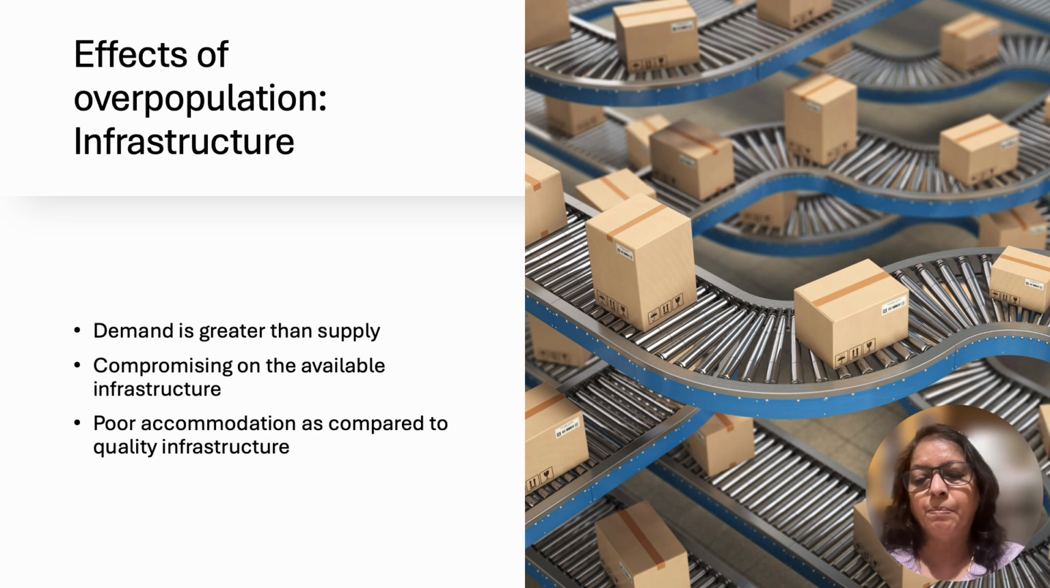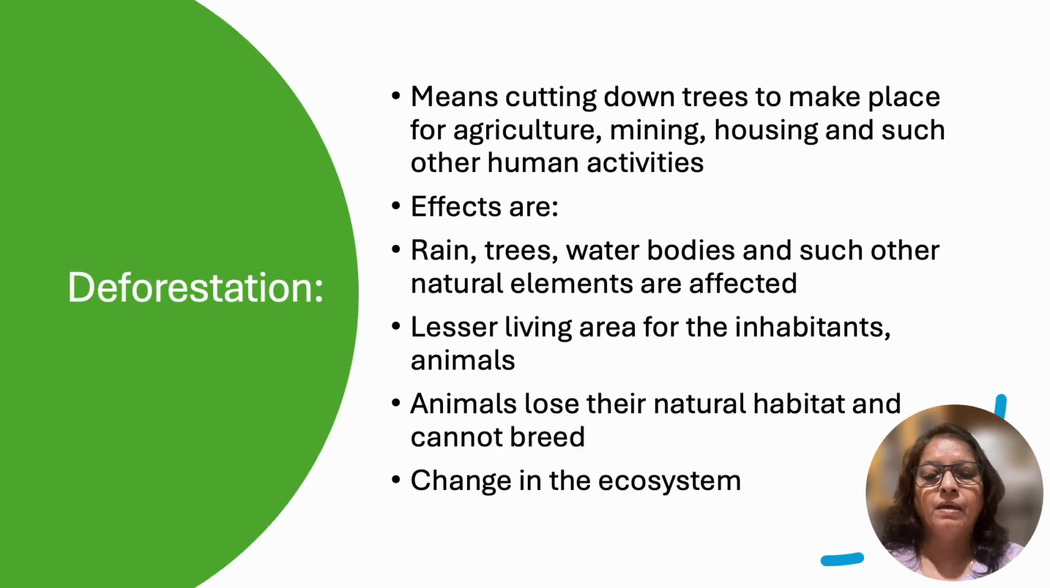So next is infrastructure. Demand is greater than supply. For example, housing is limited, and then there are more people wanting the housing. So there is compromising on the available infrastructure. Poor accommodation as compared to quality infrastructure. People build up the housing or apartment complexes fast without bothering about the quality, because there is a demand, and naturally the quality suffers.